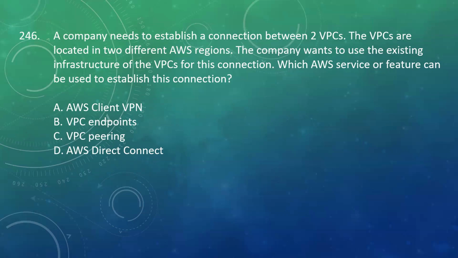To establish a connection between two VPCs located in different AWS regions and use the existing infrastructure, you can use VPC peering. VPC peering allows you to connect two VPCs and route traffic between them using private IP addresses. It is a networking connection between two VPCs that allows you to route traffic between them using private IP addresses, which can be IPv4 or IPv6. This is useful for scenarios where you want to share resources or communicate between applications in different regions, which is what is being talked about in this question.